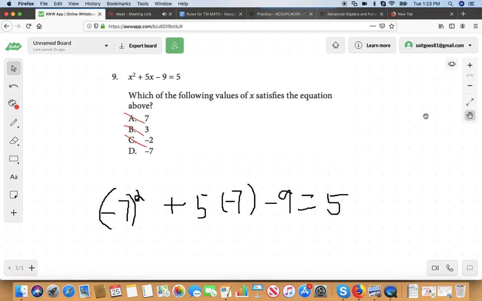Okay. This is looking promising. So first we're going to do parentheses. So 5 times negative 7. 5 times 7 is 35, so it's going to be negative 35. Yep. Exponents. Yep. So negative 7 times negative 7 equals positive 49. Right. So negative times negative is positive.